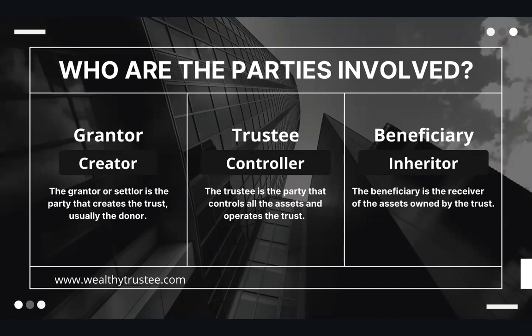They are a fiduciary and they're acting in the best interest of the beneficiary, because the beneficiary is what we call the inheritor, right? So the beneficiary is the individual that's going to be inheriting all the assets once the trust is terminated. One thing about a trust is that it has an establishment date as well as a termination date, okay?